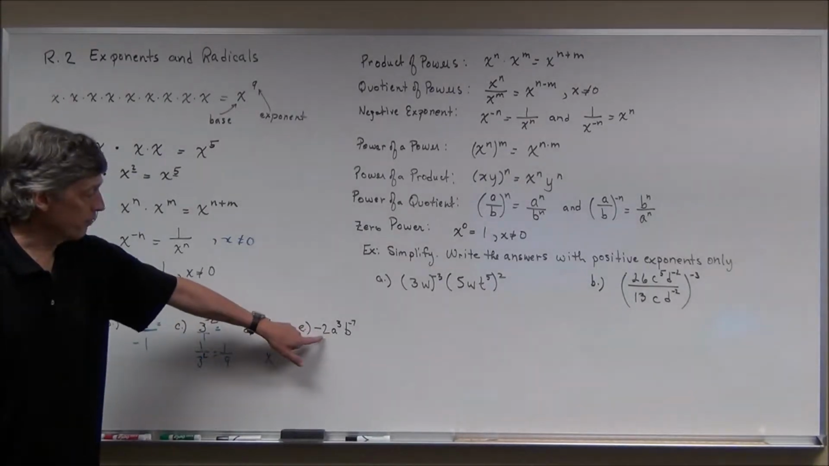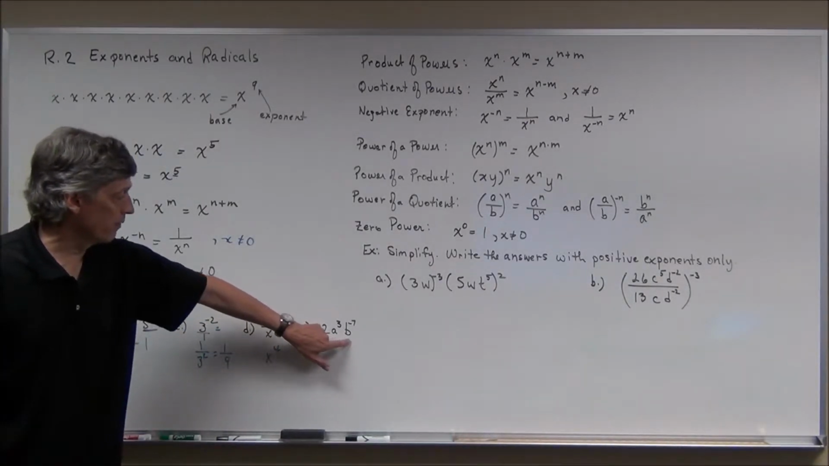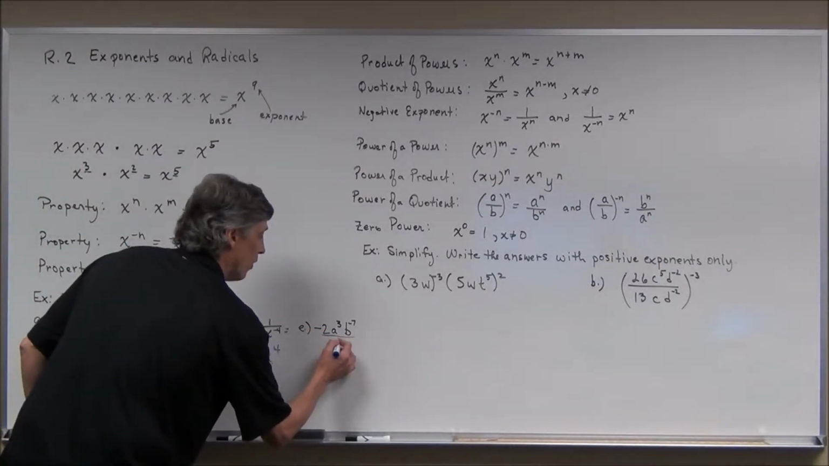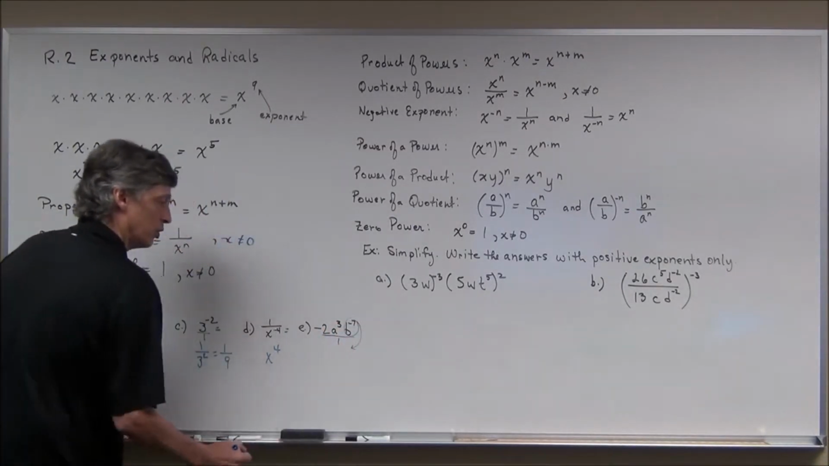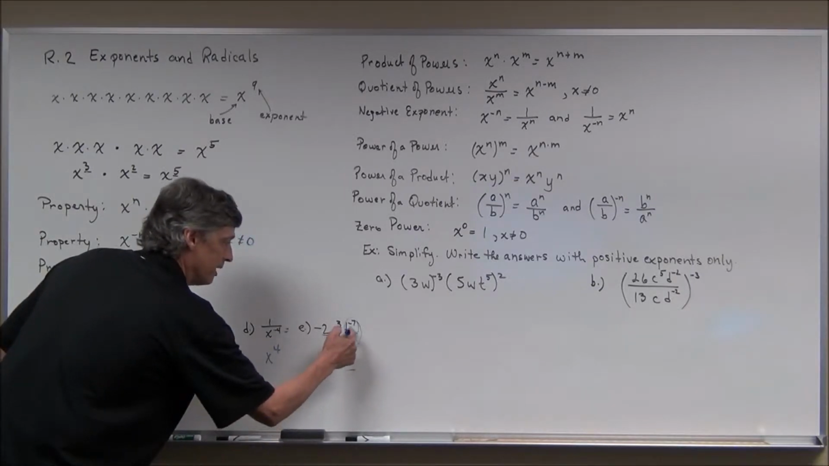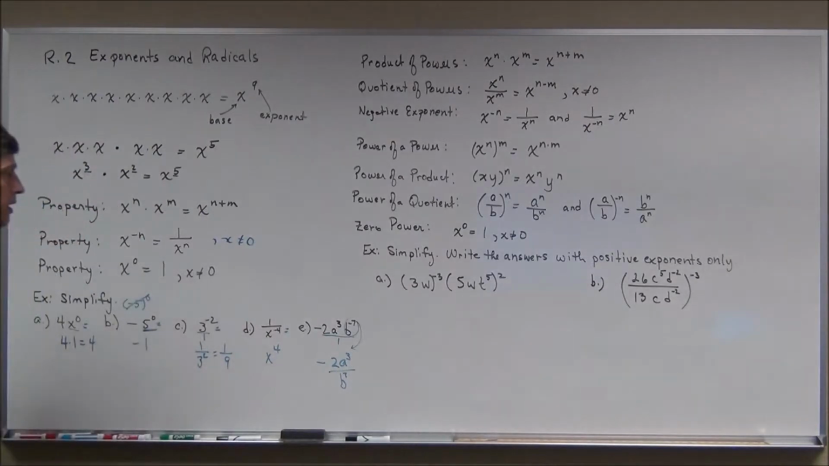This last one, I have 3 factors here. I have a negative 2, I have an a to the 3rd, and I have a b to the negative 7. Think of it as over 1, if that helps you, and this is going to change its place. This is the little shortcut here. I'm going to end up with negative 2a to the 3rd in the numerator, and b to the negative 7th becomes b to the positive 7 in the denominator.